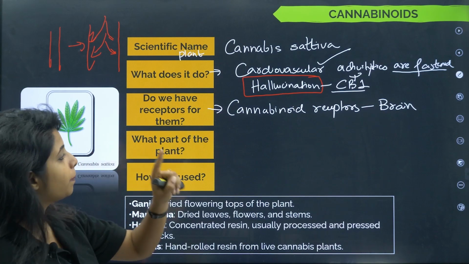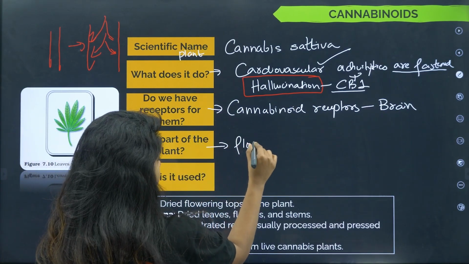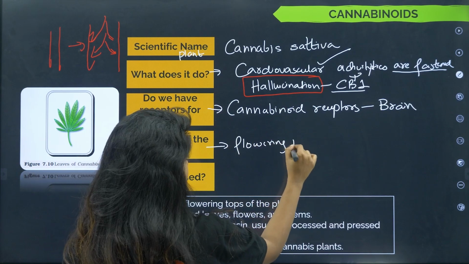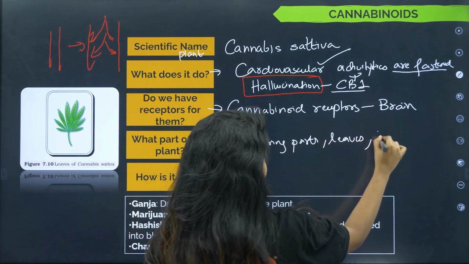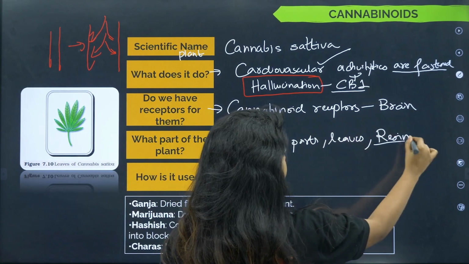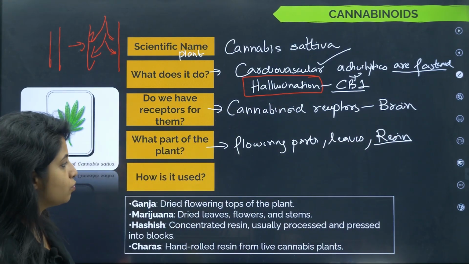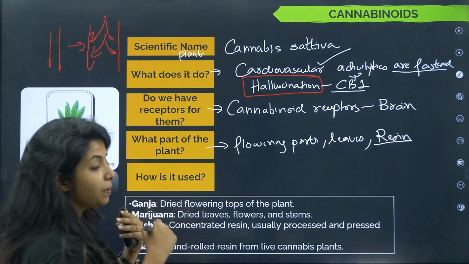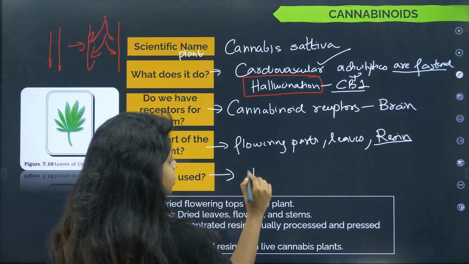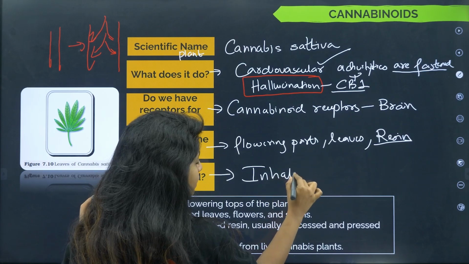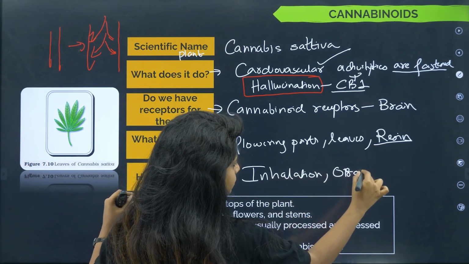So yes, this is the thing. And then what part of the plant is used? As I said, all the parts. The flowering parts, the leaves, and resins, as in things that are released from the plant's body, are known as resins. That is being used. How is it used? How do people take it, children? Inhalation. People inhale it, or it can be taken orally as well.